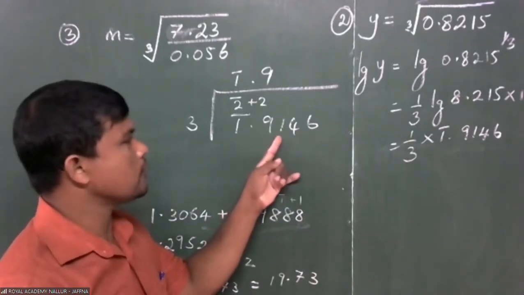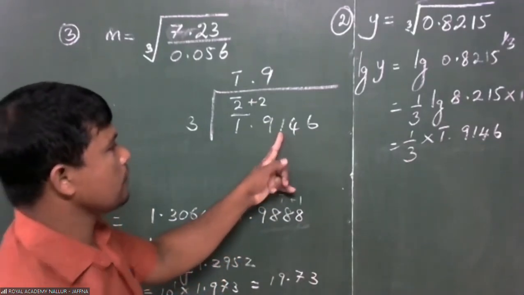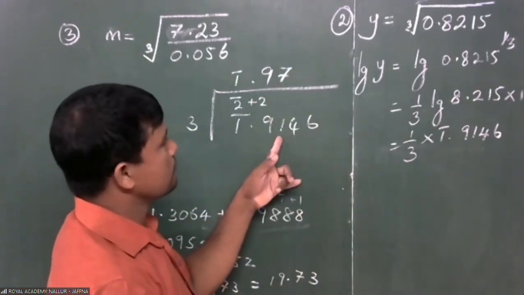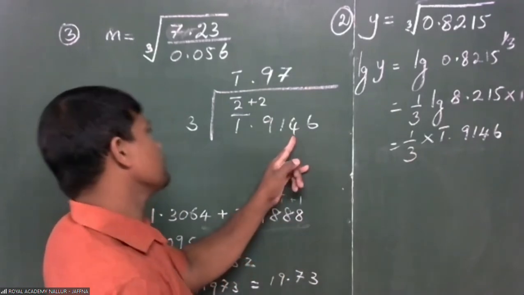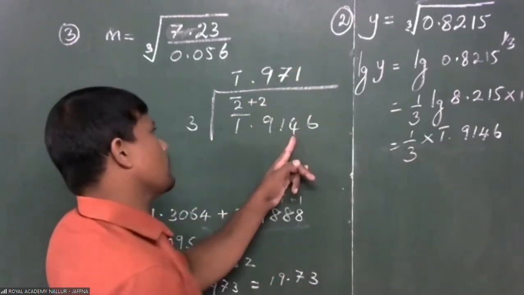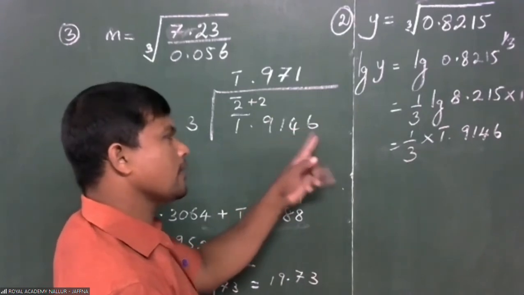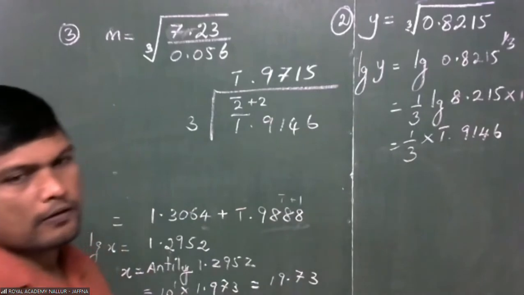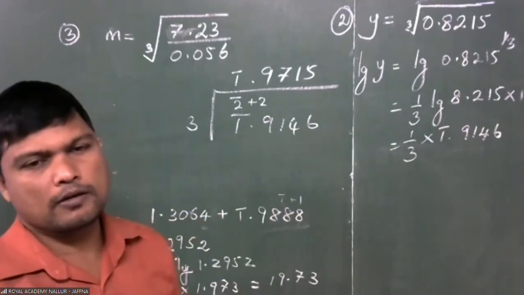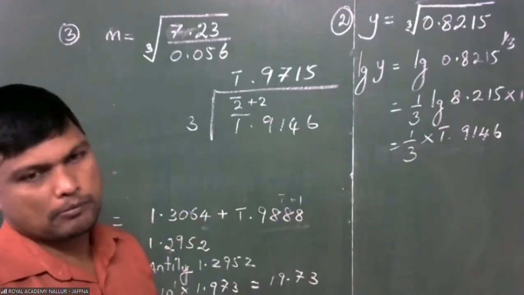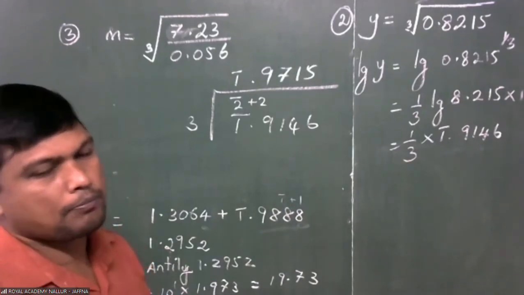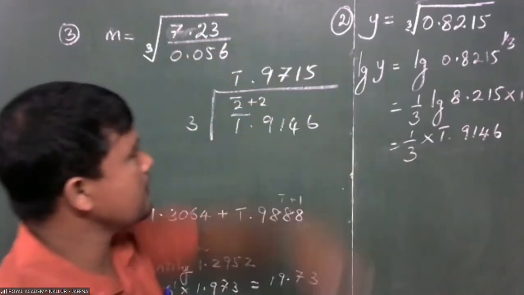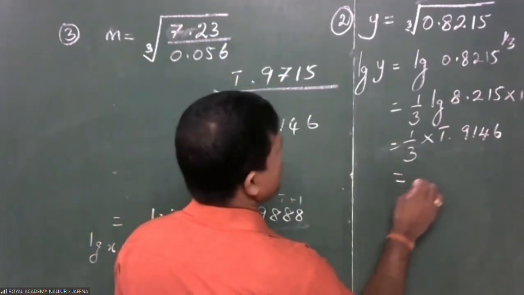Out of 29, 3 is 3 into 9, 27. Remaining 2, then 21. In this 21, 3 is 7 times. No remaining. Out of 4, 3 is 1 times. 3 into 1, 3. Remaining 1. With that, this will be 16. Out of 16, 3 will be 5. Then 1 is remaining, but no use of that because in the logarithmic table we only have up to 4 decimal places. Now this answer is bar 1.9715.